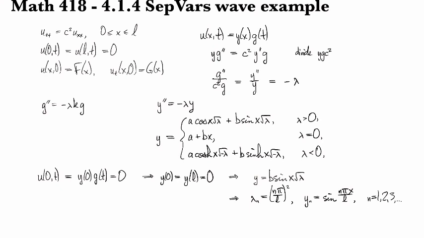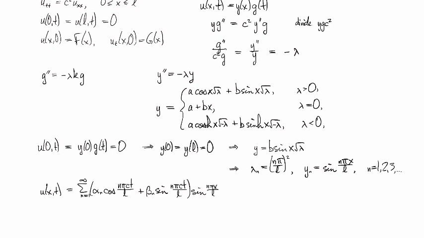And this means that our general solution is going to be the sum from 1 to infinity, and then we'll have some alpha n times cosine n pi ct over L plus beta n sine n pi ct over L, and then all of this will be multiplied by sine n pi x over L. So there's our general wave solution.